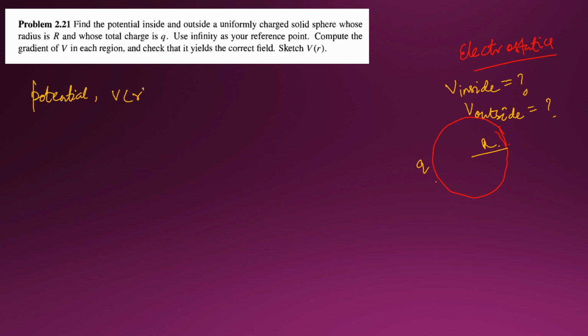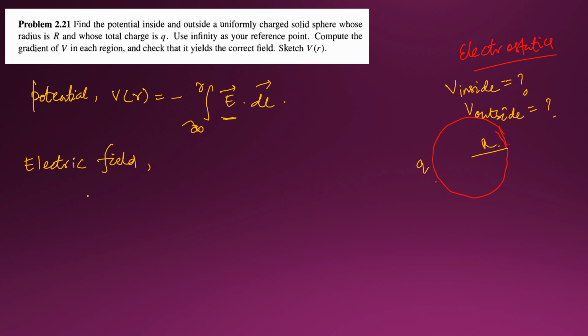We know the potential V(r) is equal to minus integral from infinity to r of E dot dl. Why infinity to r? Because the definition of electric potential is to take a charge from infinity to a distance r. That is your potential. So we have to find it inside and outside. For that we need to know the electric field inside and outside the solid sphere, isn't it?